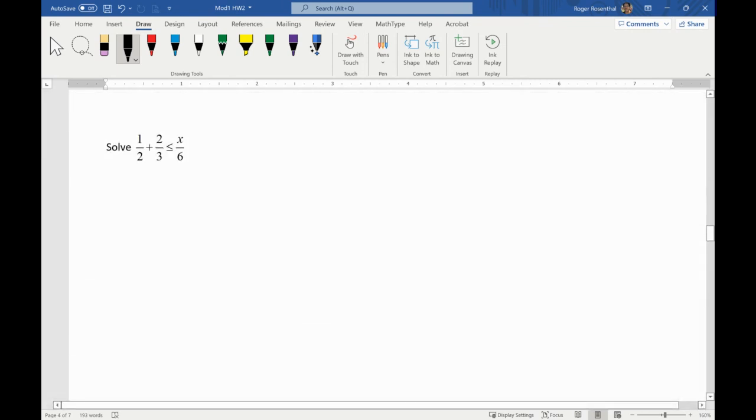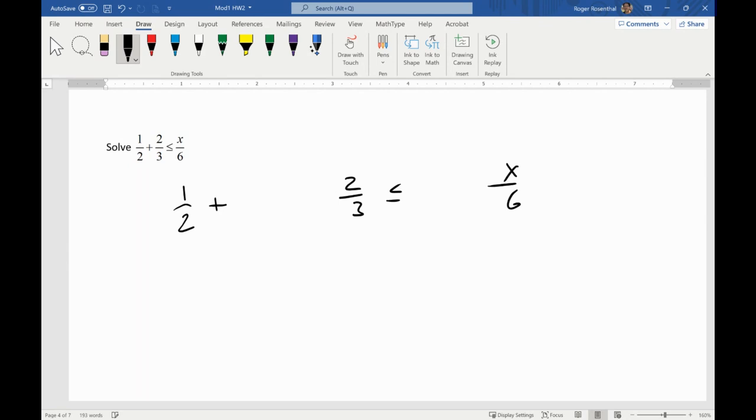Okay, we're going to solve this one. I'm going to show you one way to solve it. There are multiple ways to solve it. One way to solve it is to multiply all the terms by 6. Now, since I'm multiplying fractions by a whole number, it's good to put a 1 underneath this to treat it as if it's a fraction.